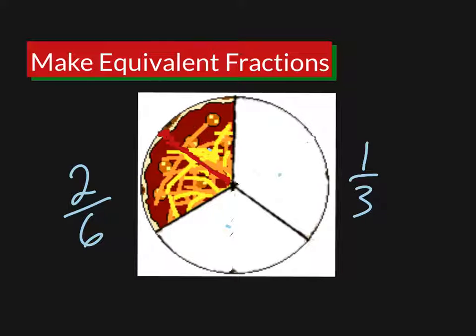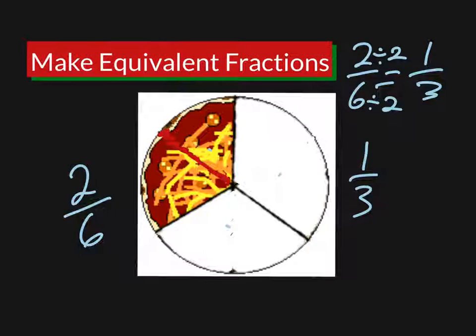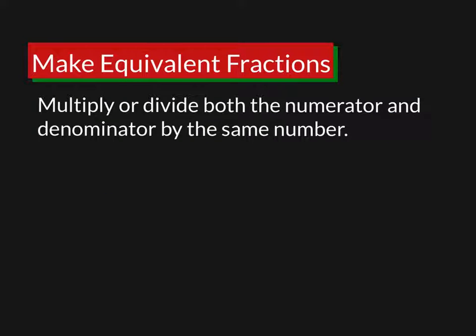We can also do that mathematically. So 2/6, if we were going to convert it to an equivalent fraction over 3, then we would divide 6 divided by 2 is 3, and 2 divided by 2 is 1. So to make equivalent fractions then, what we need to do is multiply or divide both the numerator and the denominator by the same number.